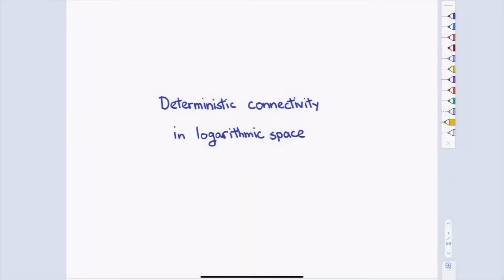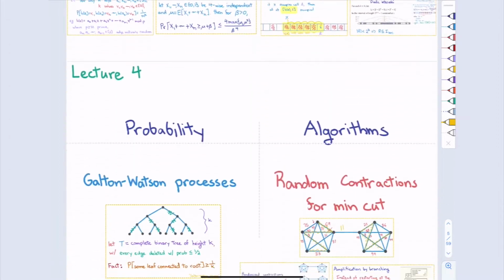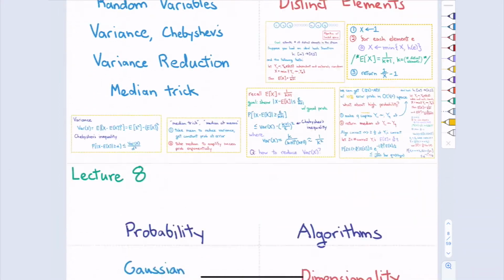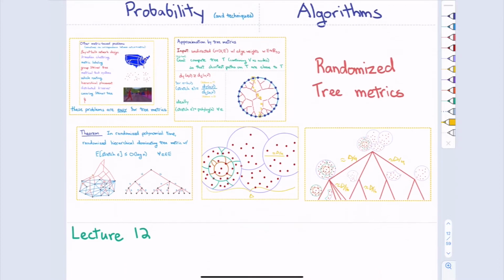Off we go. Okay, so today's lecture is about connectivity again, and logarithmic space. So, okay, here's some stuff we've done in the past.